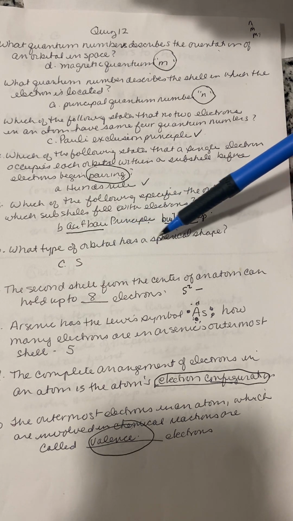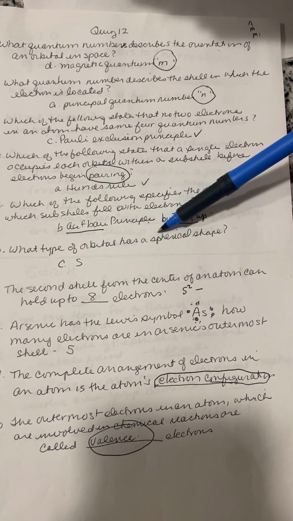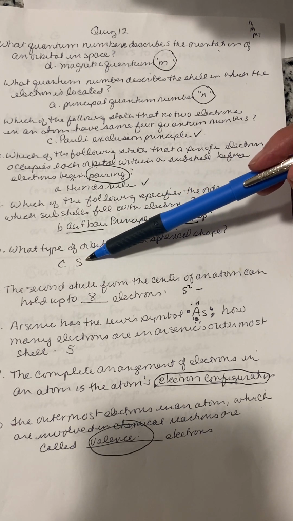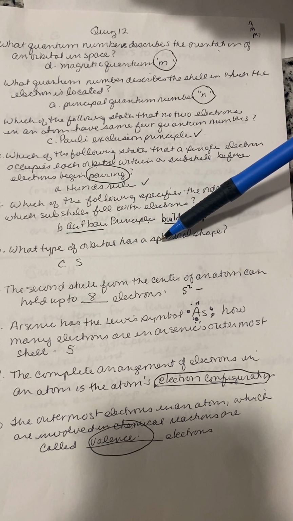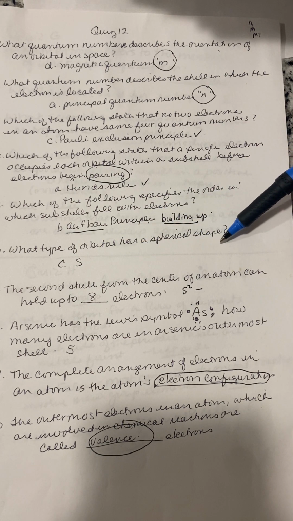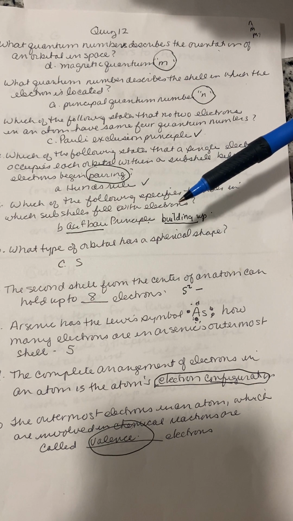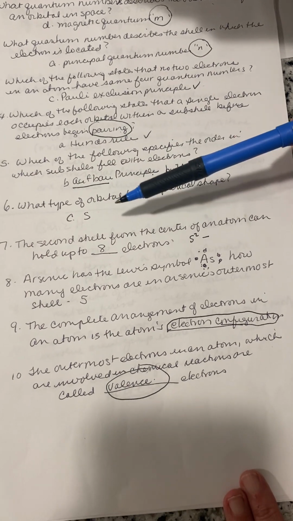What type of orbital has a spherical shape? S. The S orbital is spherical. The P is like dumbbells. D is like a cross. They get more complicated. But S is spherical.